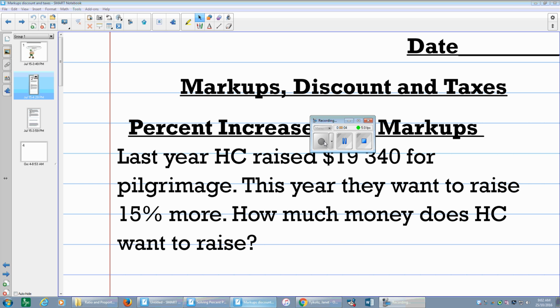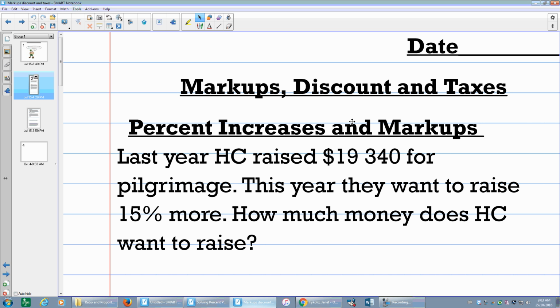We are going to continue talking about percents, and this time we're going to talk about markups, discounts, and taxes. So, percent increases and markups. This requires that you read the problem and know what it's asking.